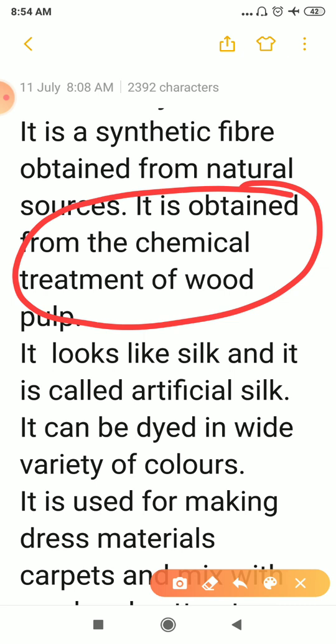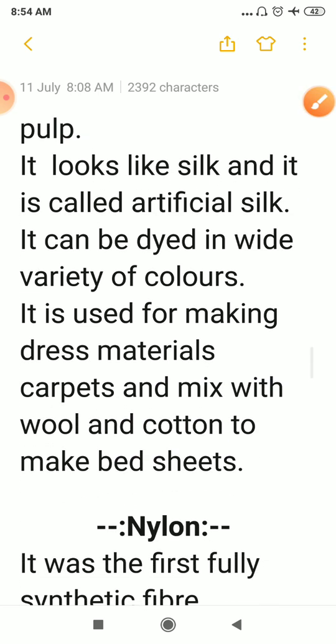It can be dyed into a variety of colors. It is used for making dress material. It can also be mixed with wool and cotton to prepare different kinds of blends, and from this, carpets and bed sheets are made. It is a very useful synthetic fiber.